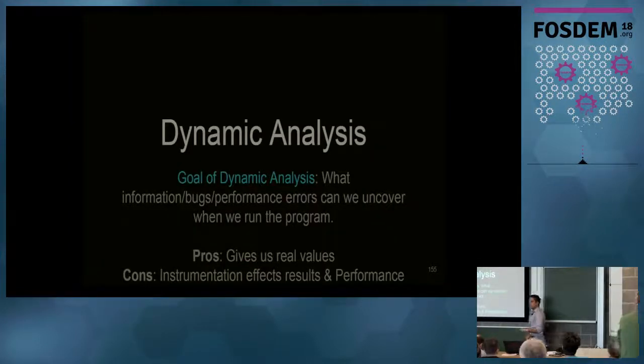Okay, so we've got 3 passes that gather attributes statically, give us some interesting information. But now I want to move us towards a dynamic analysis. Okay, for dynamic analysis, our goal is to figure out, what information, bugs, performance errors can we uncover when the program's actually running. Okay, so we're going to add something to the program to monitor how it's functioning. Of course, the pros is this gives us real values for wherever the code executes. The cons, well, you've instrumented it, so you've sort of changed behavior a little bit, but hopefully to learn something valuable.